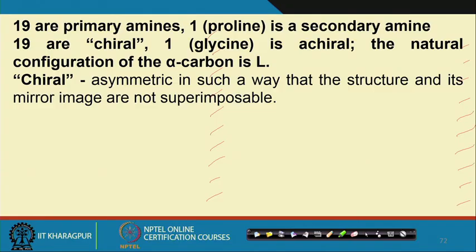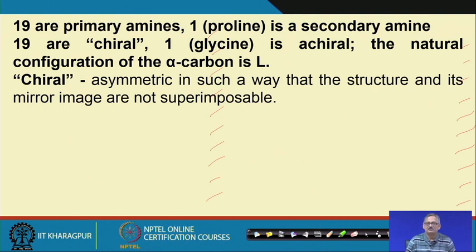Had it been the mirror image, then you would have seen that they are not superimposing. So if that is superimposable, then optical activity is different, isomerism is different, all these are there. So 19 of these amino acids are chiral, having chiral property, but one out of that, glycine, is achiral, right? So chiral, we said, is the asymmetry in which the structure of the original is not superimposable to its mirror image, right?